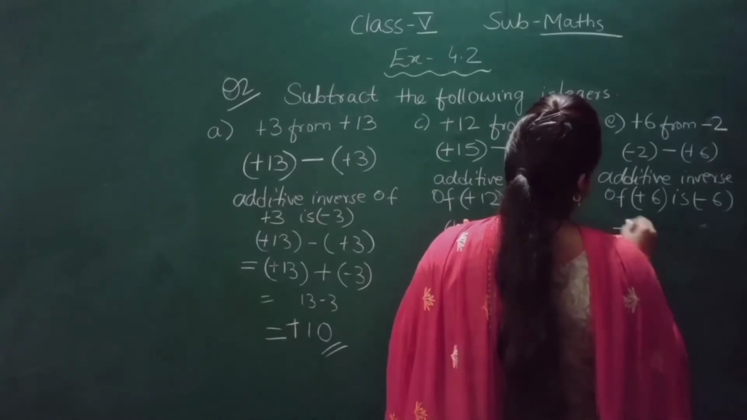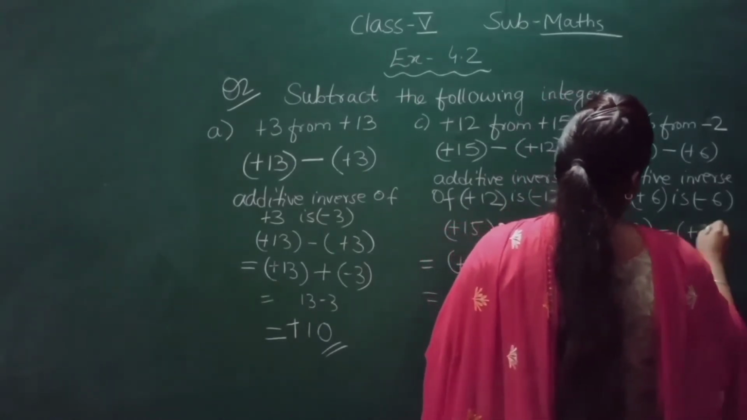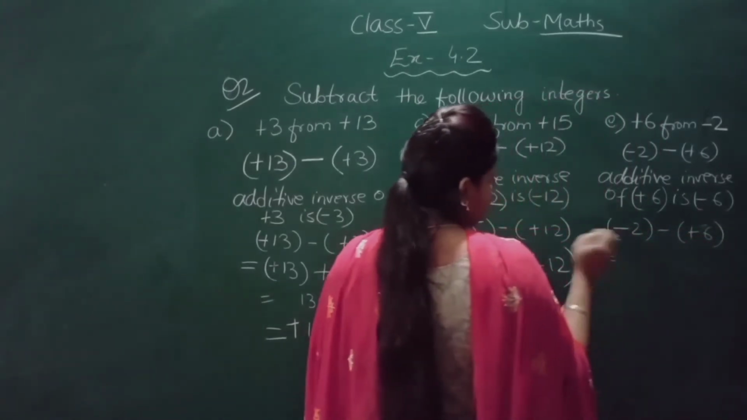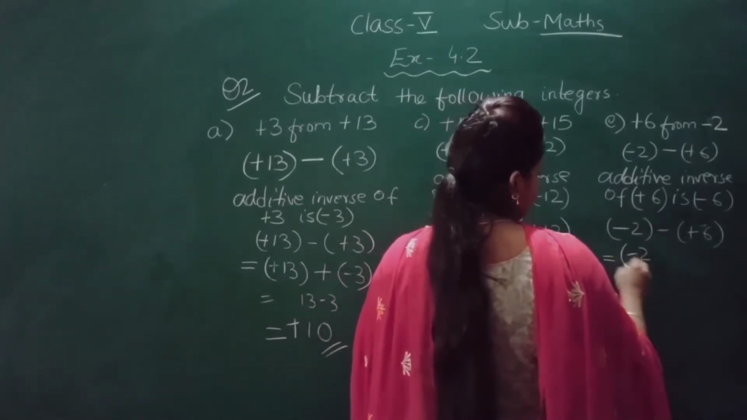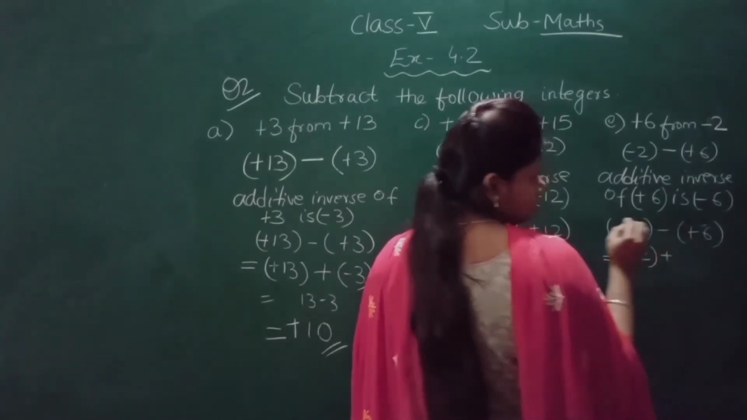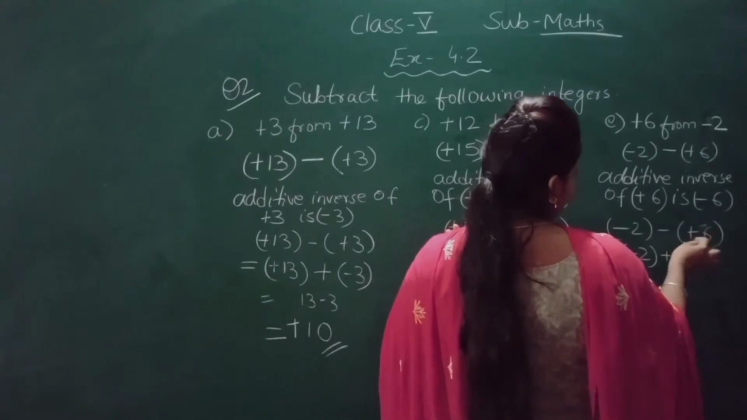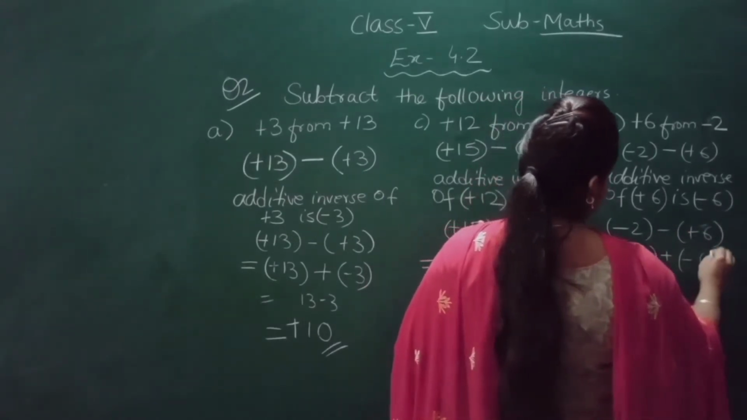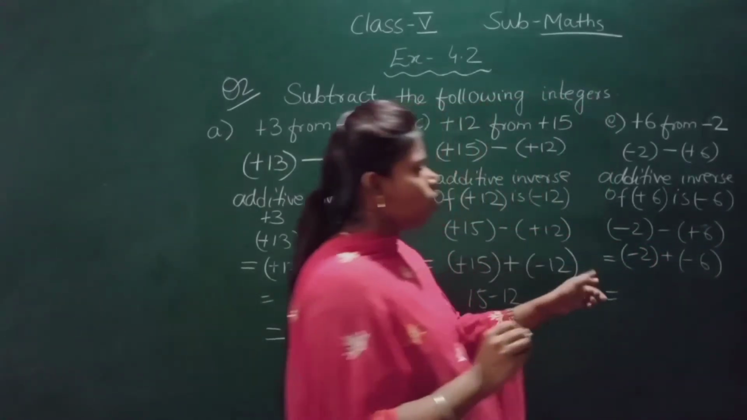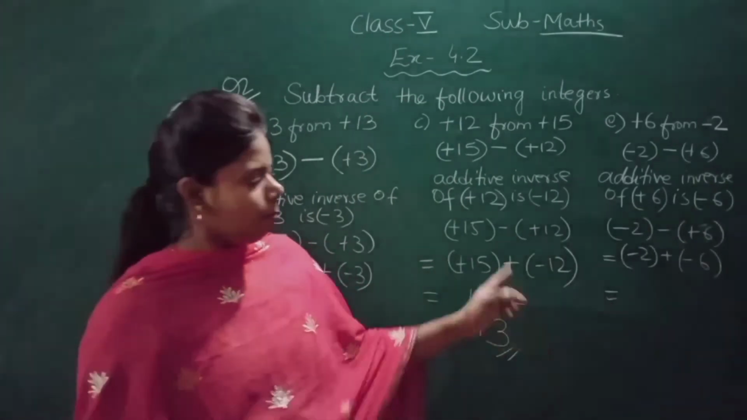Then second, what do you do? You have to copy the same question. Copy the same, minus 2. Minus will change to plus. And the additive inverse of plus 6 is what? Minus 6. Now here you see, both the integers have the same sign, minus minus.